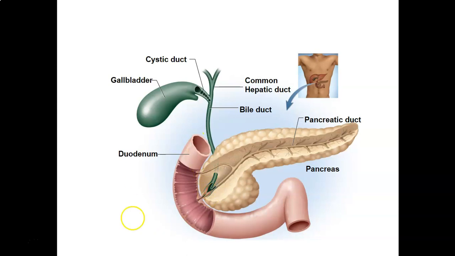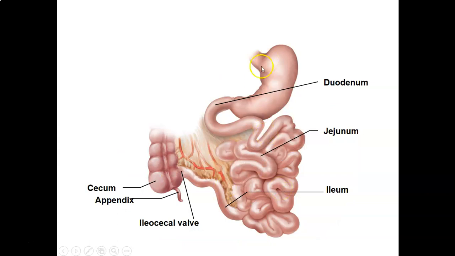And you can see this is the first part of the small intestine, which is called the duodenum. In this diagram, it shows the entire small intestine with the stomach and the large intestine. So what you see is after the stomach, you have the first part of the small intestine, which is the duodenum. It's sort of C-shaped here.